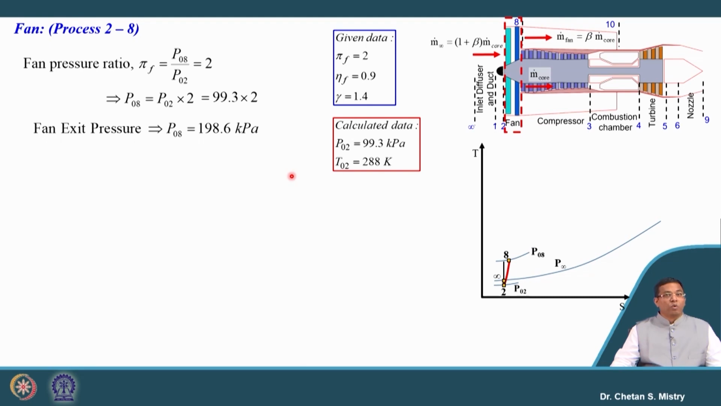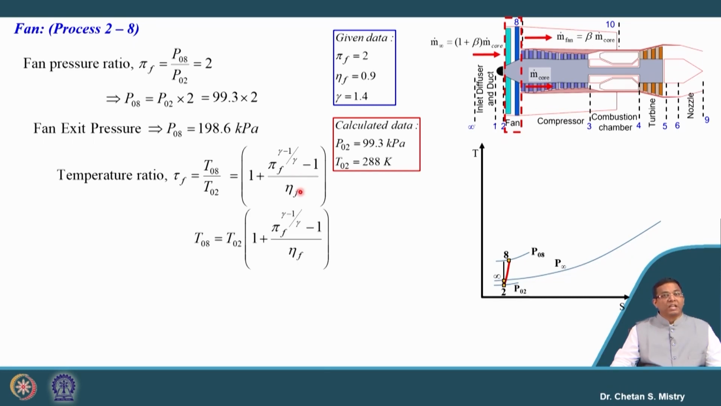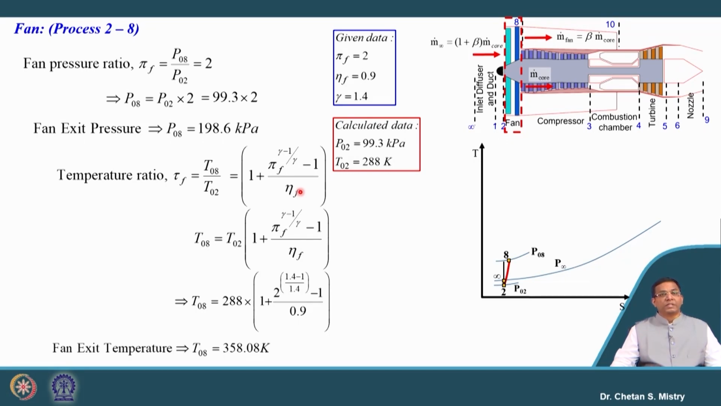Now, we have our pressure ratio and we have our efficiency, so we will use these for the calculation of exit temperature. You know the equation for that. My temperature ratio, T08 by T02, we correlate in terms of pressure ratio and the efficiency. If we put in the numbers, the exit temperature from the fan is 358.08 Kelvin.